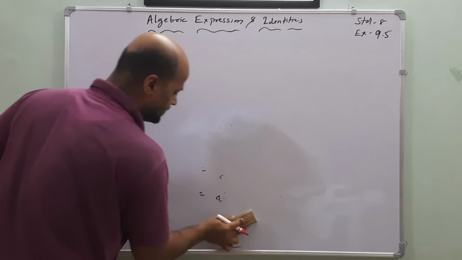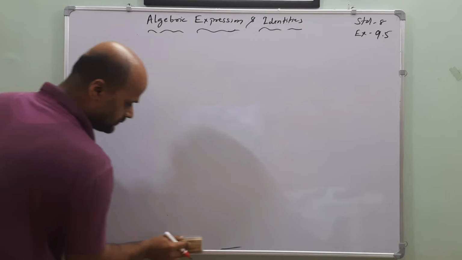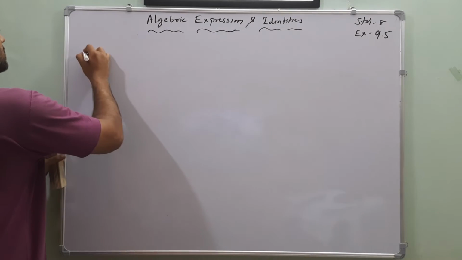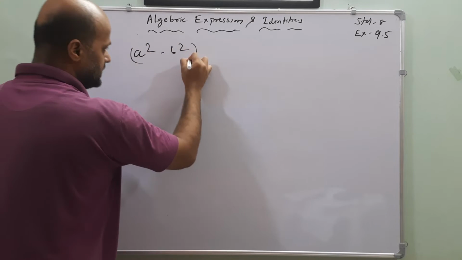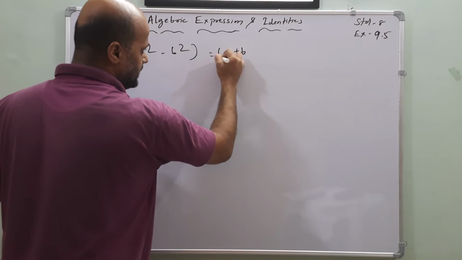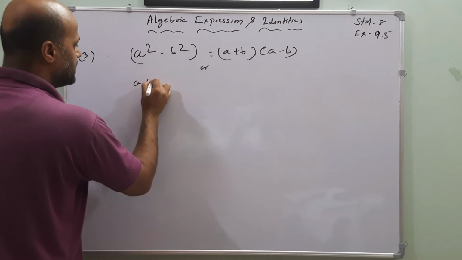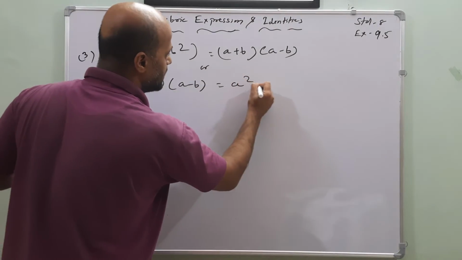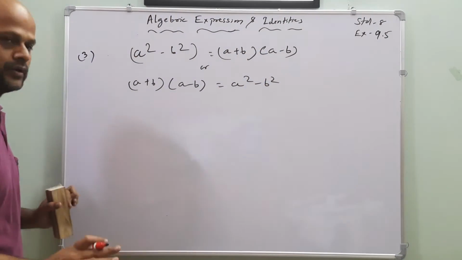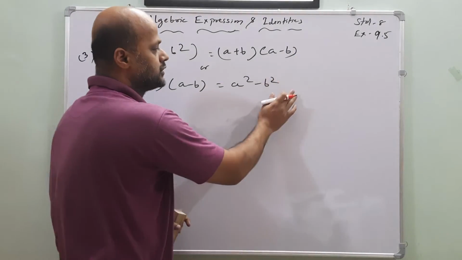Let's see what the third one is saying. The third one is a square minus b square is equal to a plus b into a minus b, or a plus b into a minus b is equal to a square minus b square. Either way. Take whichever you want, this one also, this one also.